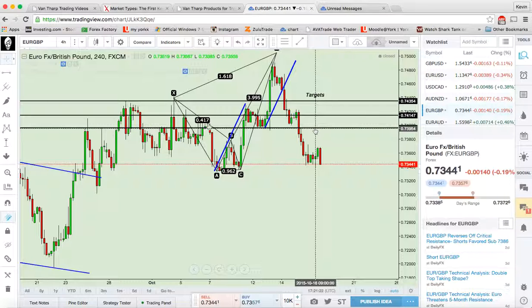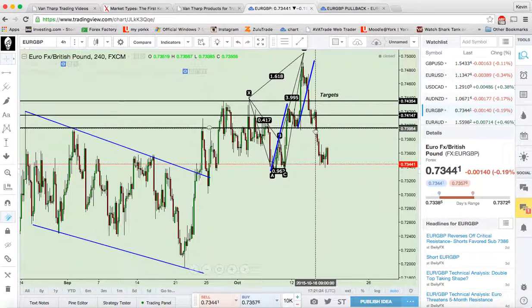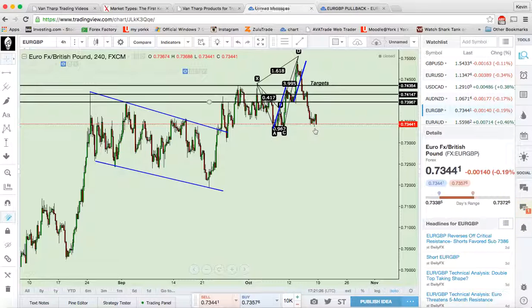0.7394. Yep, 0.7394. At the moment, I don't have any trade on this pair, but if I do, I will post it this week before the market opens around evening time.